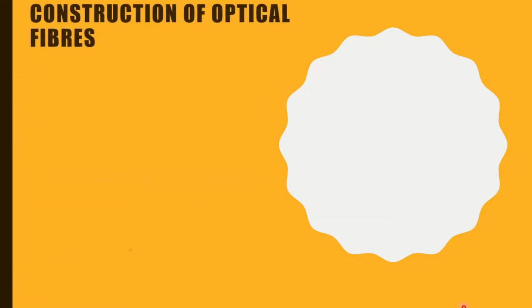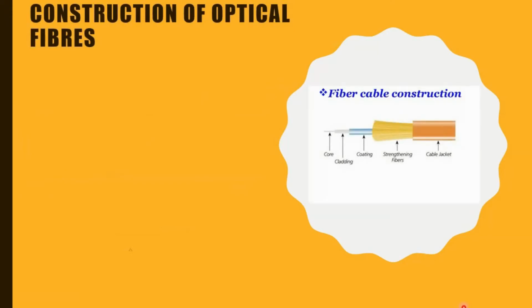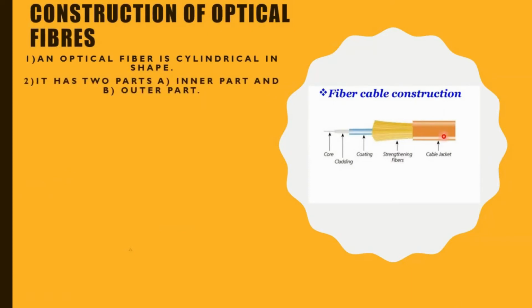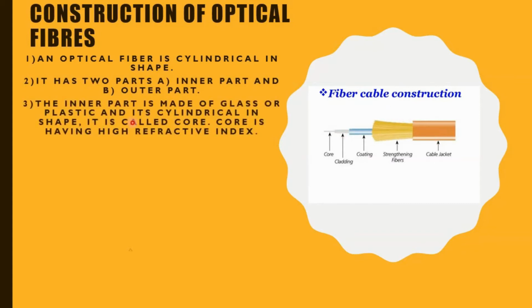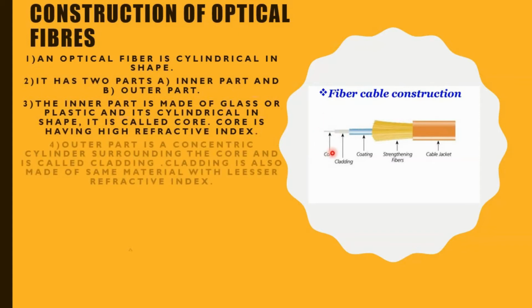Now let's move on and see the construction of an optical fiber. We can see a picture here. An optical fiber is cylindrical in shape. It has two parts: one is the outer part and one is the inner portion. The inner part is made of glass or plastic, and this is the core. The core has a high refractive index.